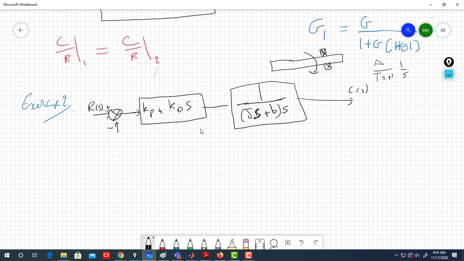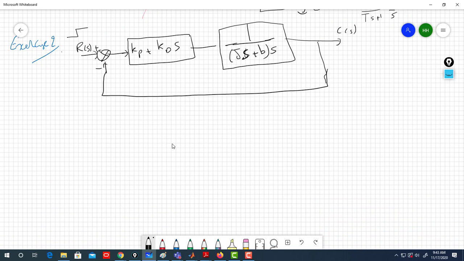That's my C of S, and here is my unity feedback system. That's a classic PD controller. For a system like that, I don't need an integral term, especially if my input is a step. Most probably I need to damp the overshoot and so on, so we basically use a PD controller. But we said we have a different way to do it, using proportional plus velocity feedback.